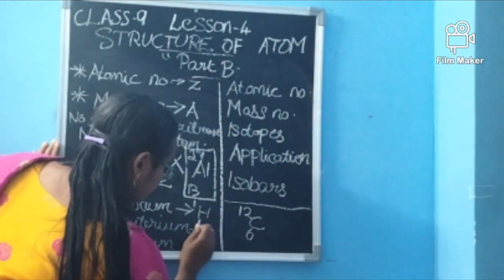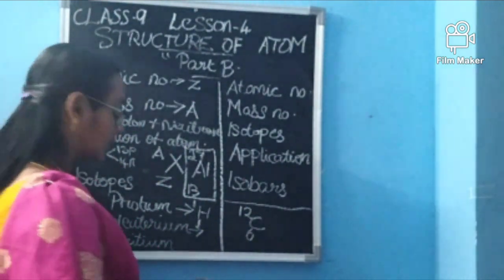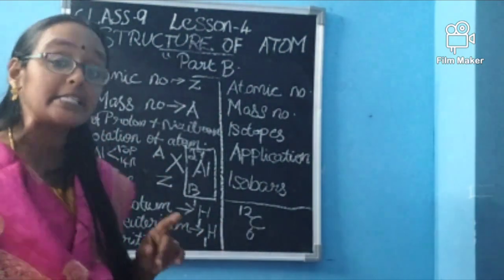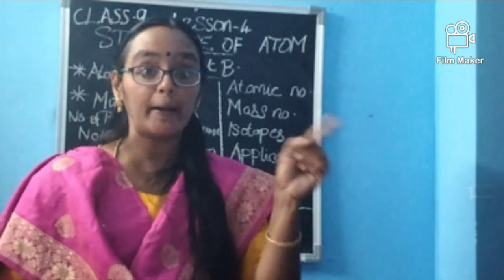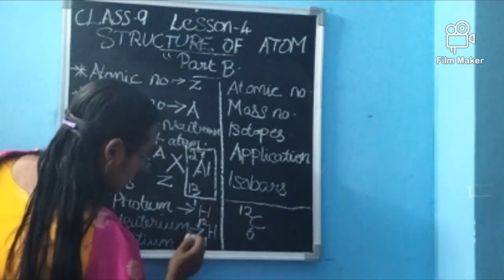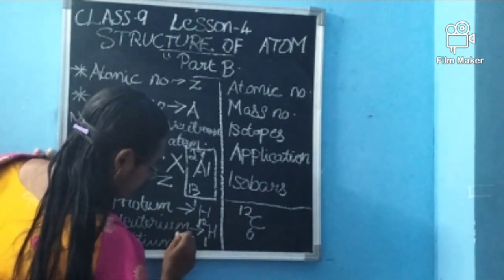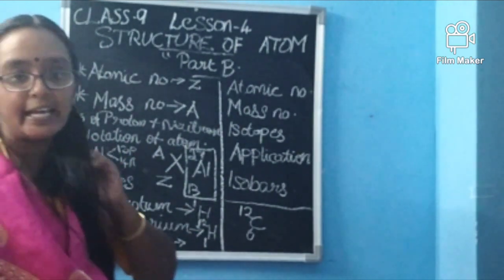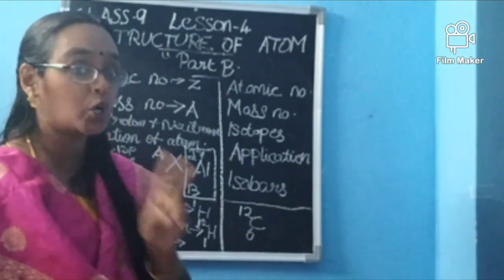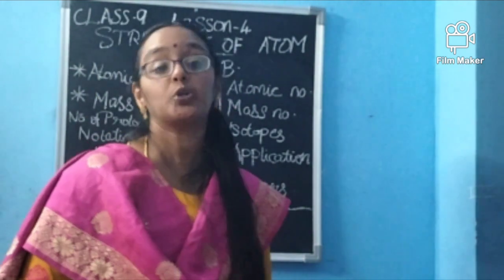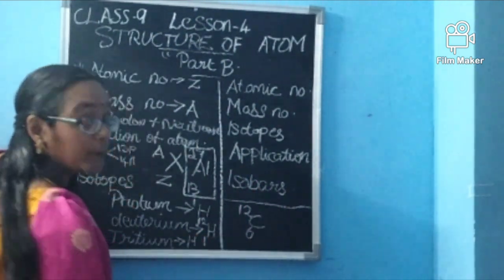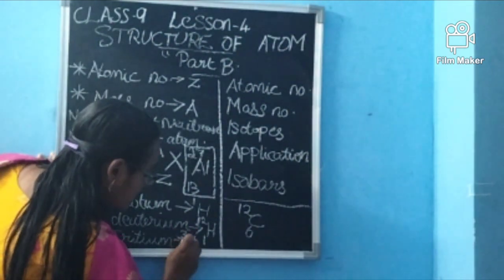For deuterium, yet another isotope of hydrogen, it has the same atomic number, but it has 1 neutron. So 1 plus 1 will give you 2. 2 is the mass number. And for tritium, some will say it differently, but I am saying tritium. Tritium has 2 neutrons. So the mass number is 2 plus 1, 3, while the atomic number is 1.